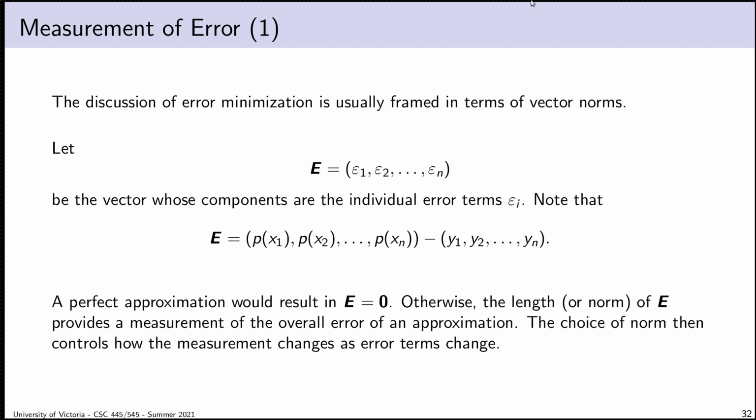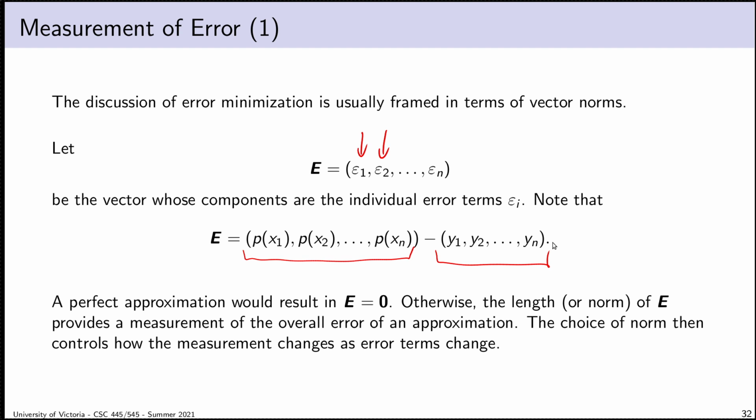So I'm going to define a vector called uppercase E, and you can all make bets on how long it'll be until I regret using E as a variable name. I'm going to define a vector E to have as its components the individual error terms for each of my data points versus my approximation, versus my polynomial. And so that'll be each epsilon i. You could also view it as taking the y value produced by the polynomial on each input x value and subtracting off the true y value of each point.